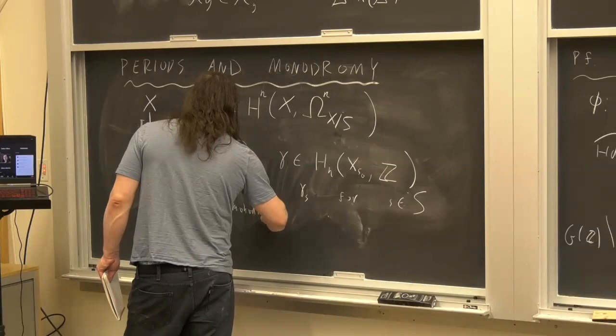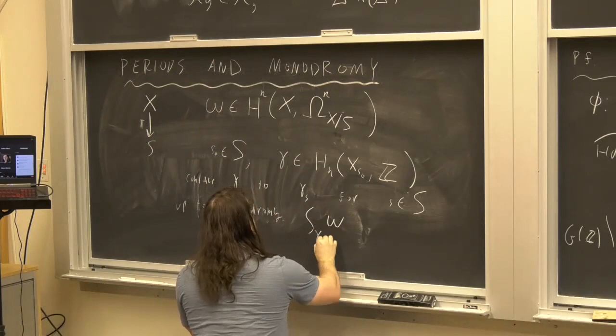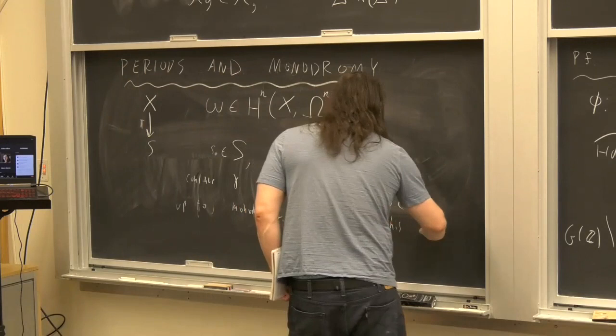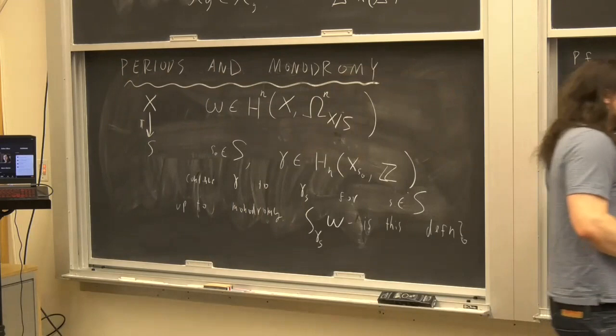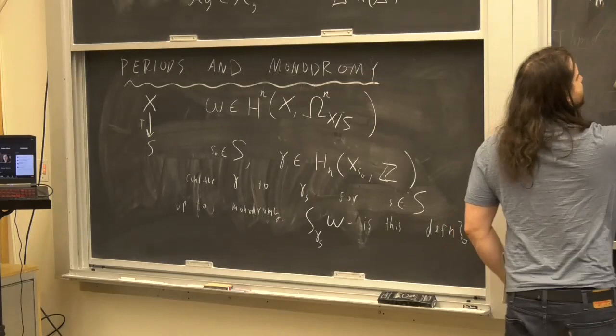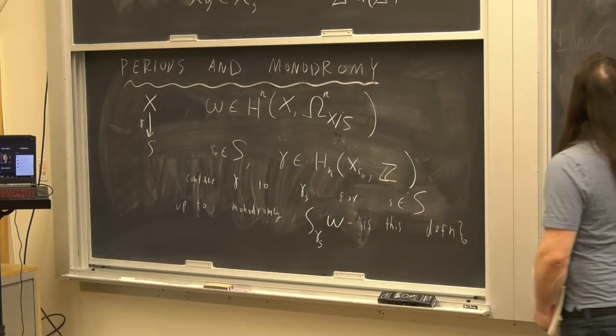Now what I can do is consider this period function, the integral of omega over gamma s, and I can ask, is this definable? Or, you know, I can ask all other questions about it, but is it definable? Okay, so what does that mean? We have a multi-valued function here. So what does it mean for it to be definable?